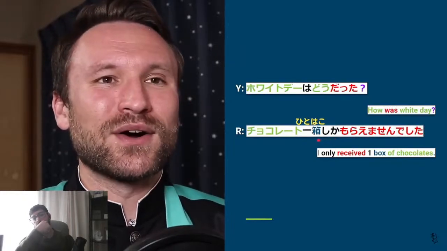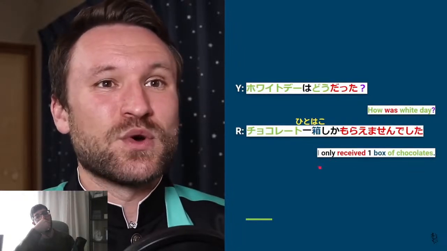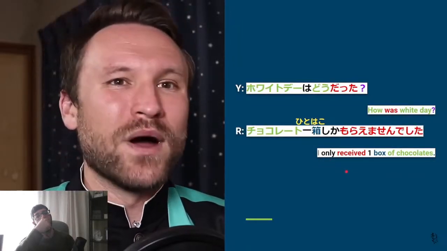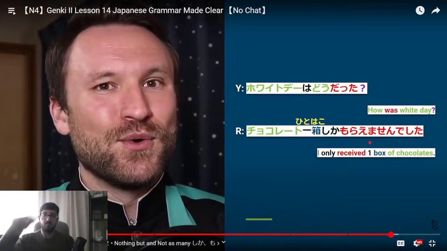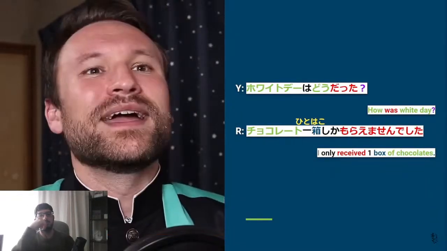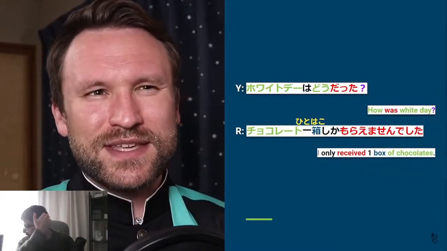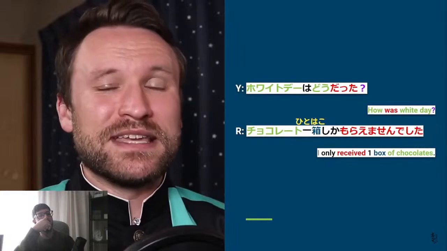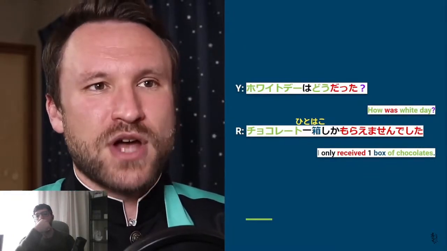チョコレート1箱しかもらえませんでした。I only received one box of chocolates, or I received nothing but one box of chocolates. しかもらえませんでした。So negative, もらう to negative もらえませんでした with しか。I only received. もらえる is a little bit different from もらう. It's the potential form of もらう. So I guess a better translation of this would be I was only able to receive one box of chocolates. So my English is a little off there.